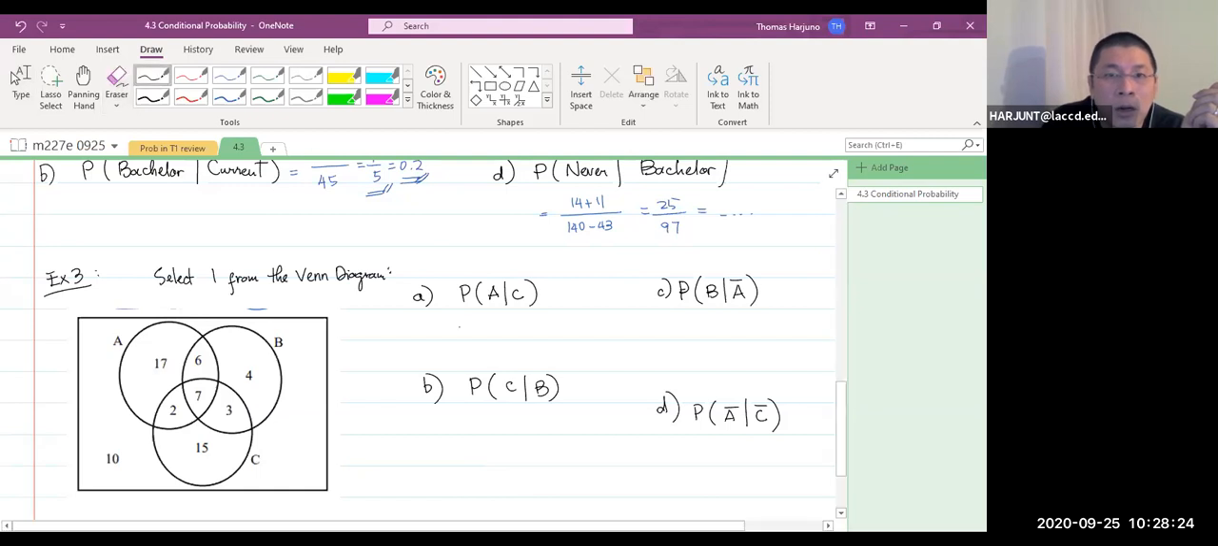Okay, part A, probability of selecting an A knowing that person is in C. So let's see how many people in C, how many elements in C. 2 plus 7 plus 3 plus 15. Now of those 2, 7, 3, 15 elements, how many of them in A? It's 2 and 7. 2 plus 7, so it's 9 out of 27. Oh, that's 1/3.